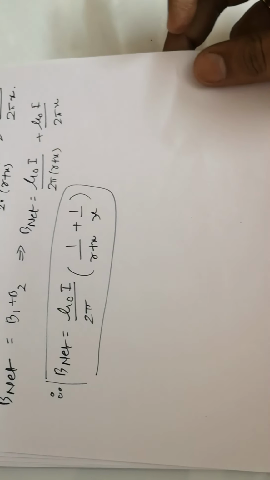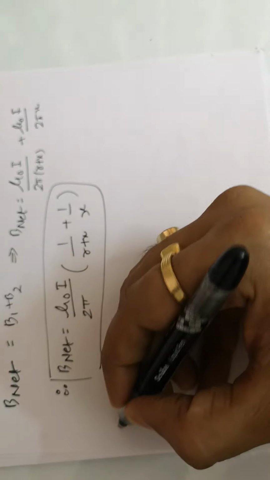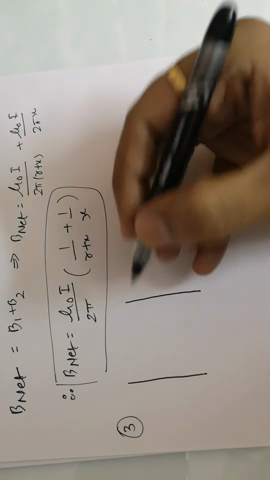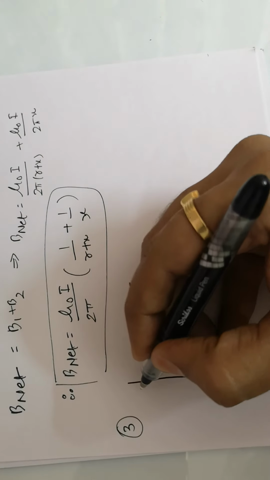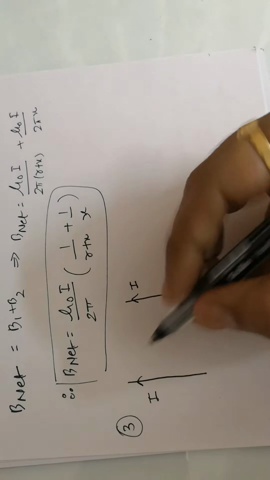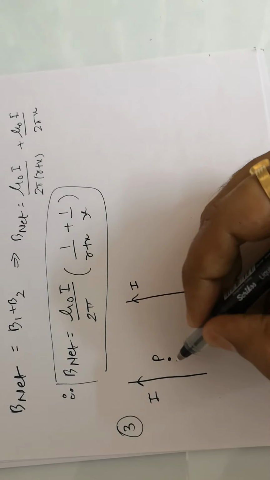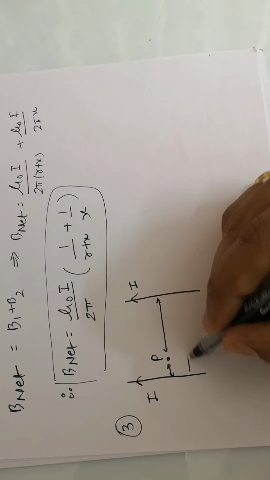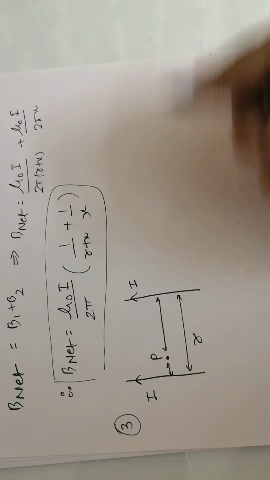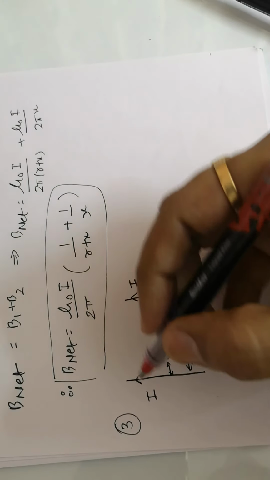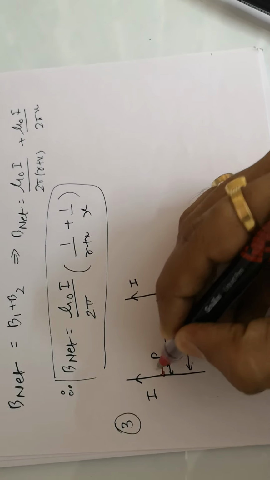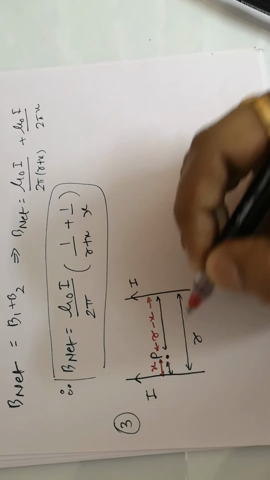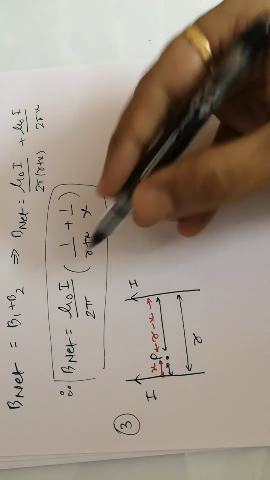Now case number three, let's say I have both current carrying wires. My direction of current will be the same, but my point is somewhere over here, which is not equally distributed. The distance between the two wires, let's say, is R, and from this current carrying conductor the distance is X, and from this one it is R minus X. So it is simple for you.